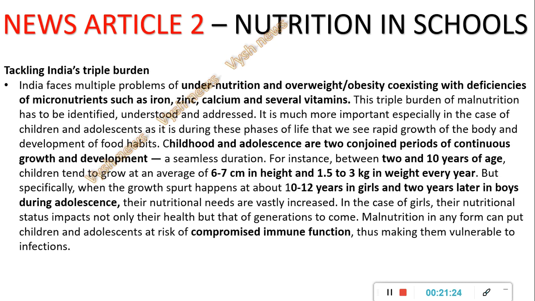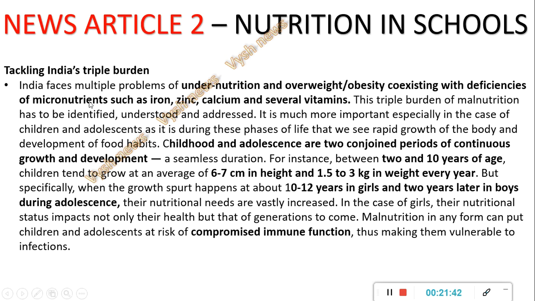Okay, so the first thing is tackling India's triple burden. What this triple burden is, is a very important thing. In your exams you can use it. One is undernutrition, meaning you are not getting the nutrition. Then overweight or obesity, meaning urban children sitting and eating chocolates, snacks, creams and ice creams and all these things. So overweight and obesity will come. That is also a burden.